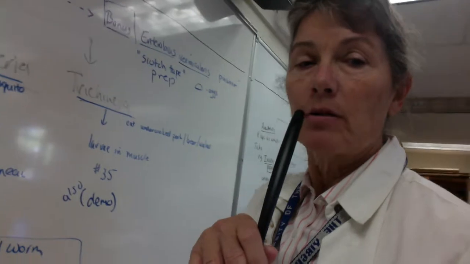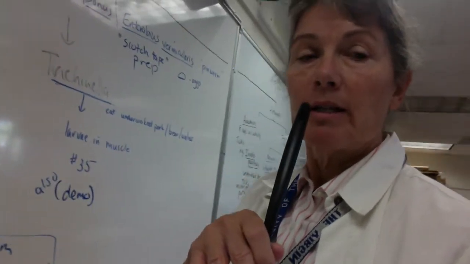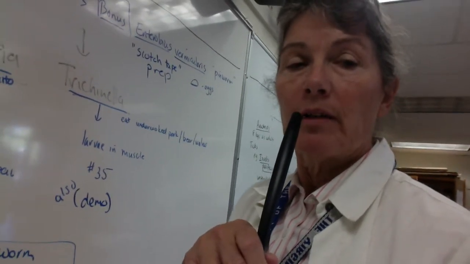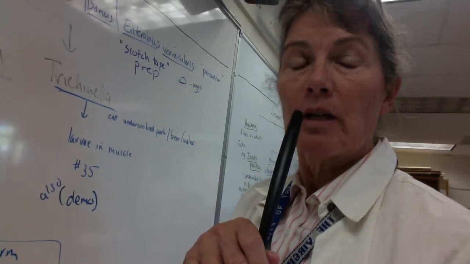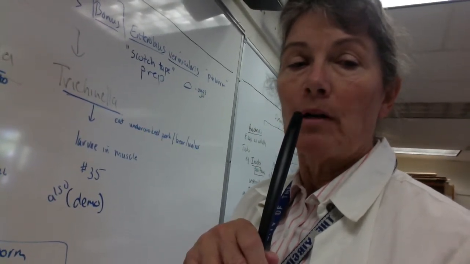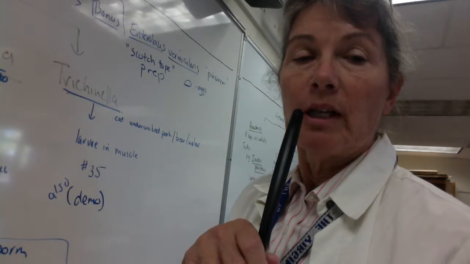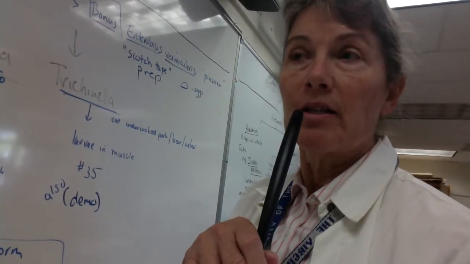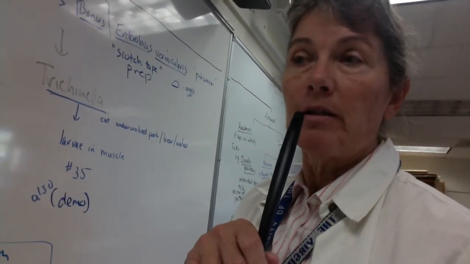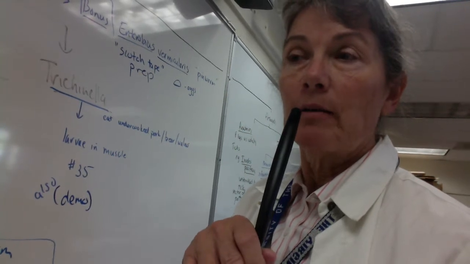Okay, the next nematode is Trichinella spiralis. We get infected by eating the resting larva, either in undercooked pork, bear, or walrus meat. And we are looking at a thin section through a muscle that's been stained, and we're seeing the spiral-shaped larva.